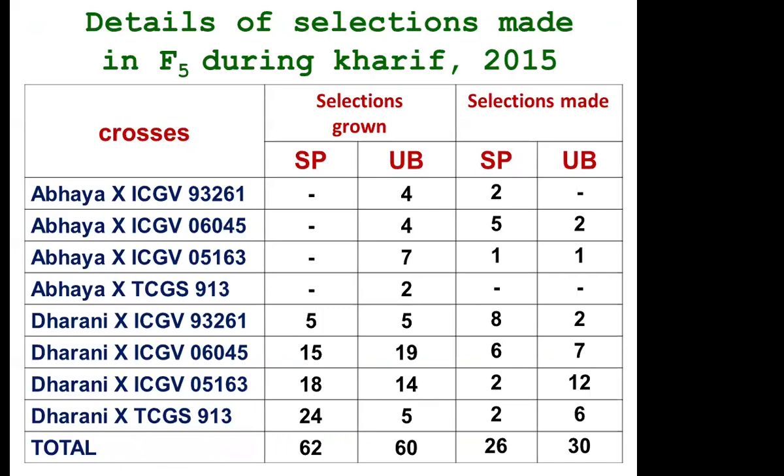And these are again just to show how the uniform bulks will be maximum in F5 and the single plants will be fewer. From here, they will be entering into replicated row yield trials. Next slide, please.